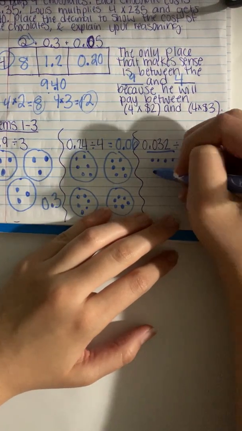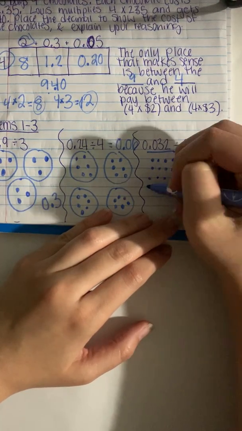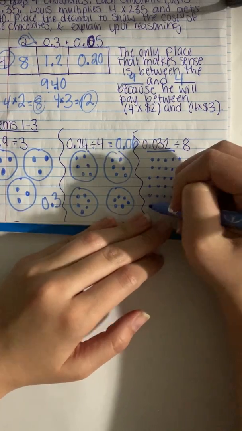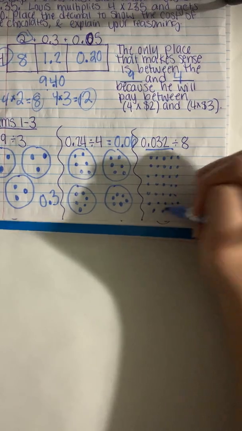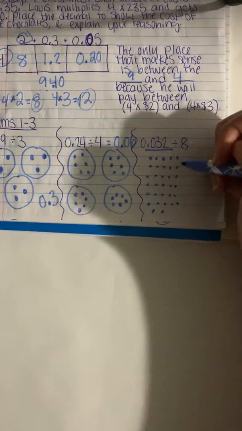1, 2, 3, 4, 5, 6, 7, 8, 9, 10, 11, 12, 13, 14, 15, 16, 17, 18, 19, 20, 21, 22, 23, 24, 25, 26, 27, 28, 29, 30, 31, 32. And those are my thousandths. And now I'm putting them into groups of 8.